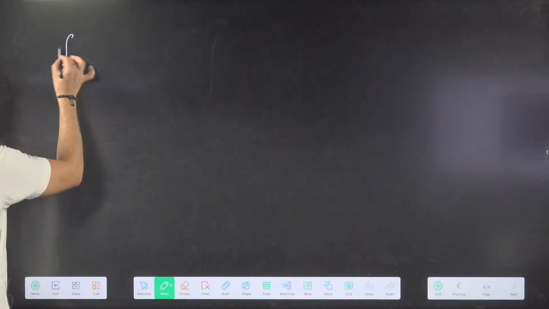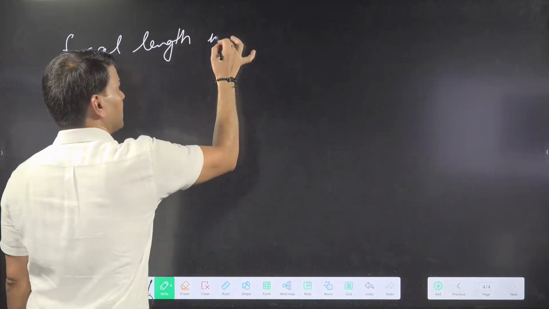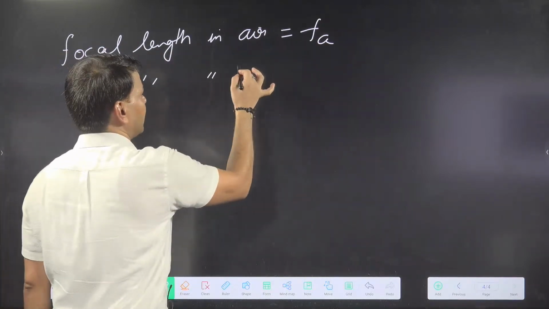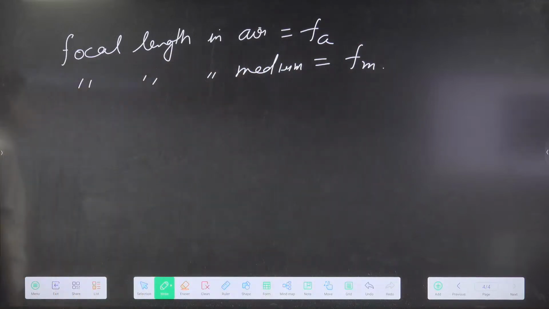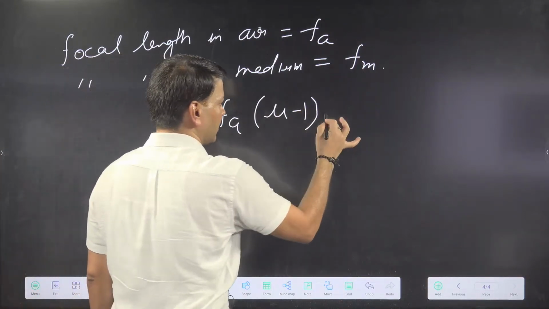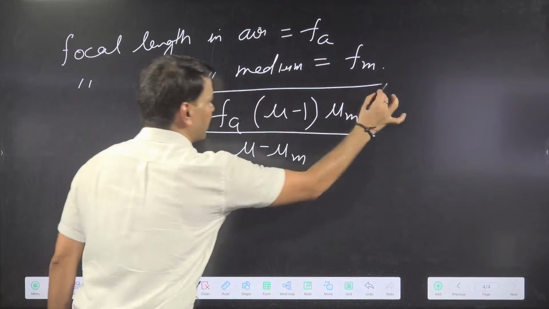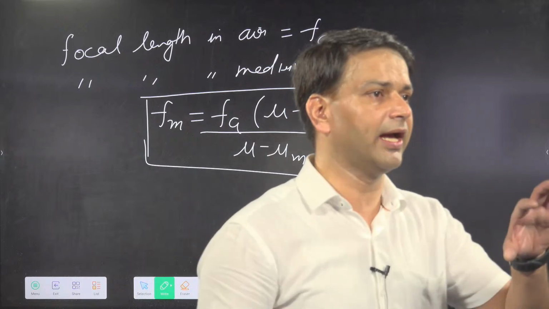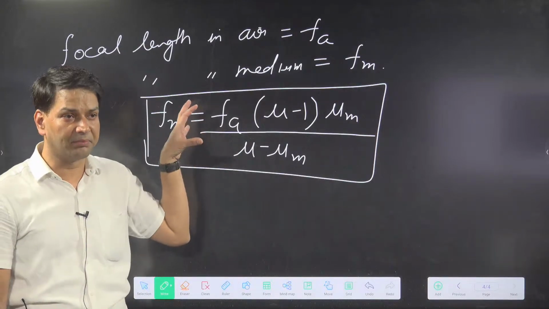Now, if they have given the focal length in air, equal to FA, and they are asking the focal length in any medium, suppose it is FM, then FM is equal to FA into (mu minus 1) into mu medium upon (mu minus mu medium). That is the formula we will use when they have not given the data about the radius of curvature. Directly they have given the focal length of the lens in air, and they are asking the focal length of the lens in a medium, okay?